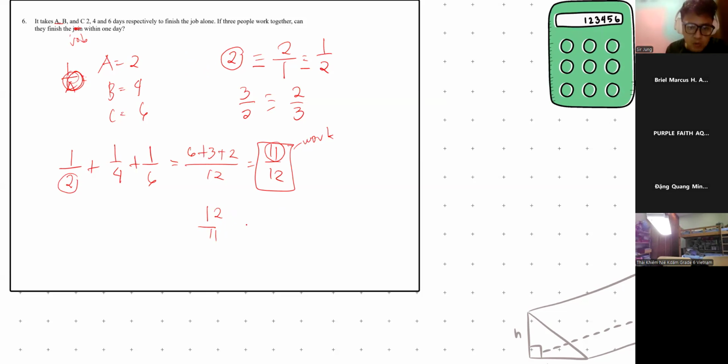12/11 is equal to how much? 1 and 1/11, right? And then 1/11 is greater than 1, meaning A, B, and C can complete the job in 1 day. And that should be the answer. Okay? This is the number of work done, and then this is the day.